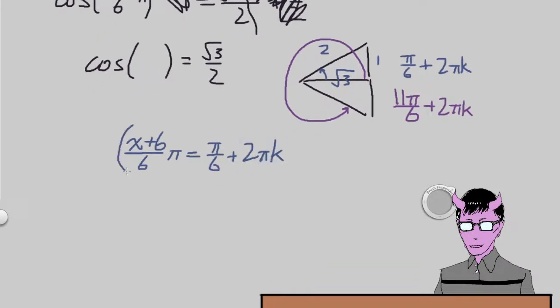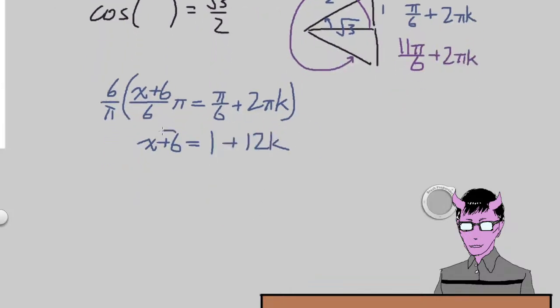So a little bit of clunky math. I want to clear this, so it's going to be times 6 over pi. So we're going to be left with x plus 6. And that is equal to, oh, that's perfect, that's just a 1. And then this one to this one gives us plus 12k. We've got a minus 6 on both sides. Whoops. Minus 5 plus 12k.